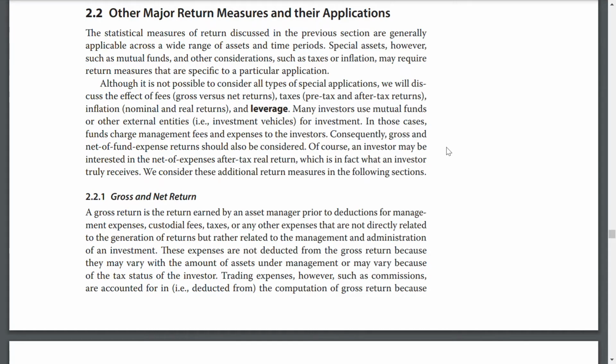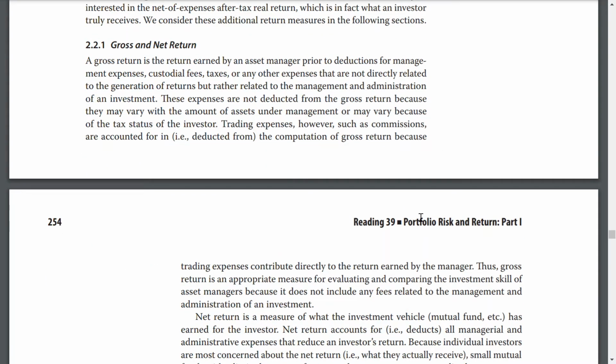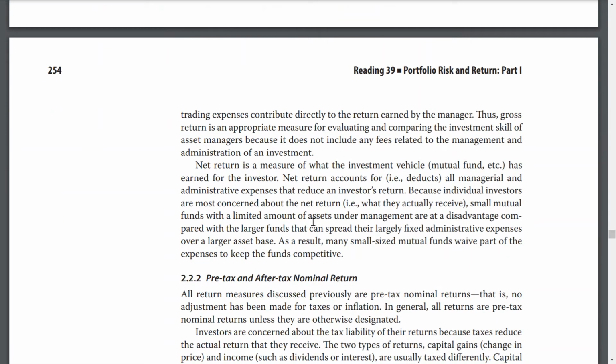Gross and net returns. A gross return is a return earned by an asset manager prior to deductions of management expenses, custodial fees, taxes, and other expenses that do not directly relate to the generation of returns, but rather relate to the management and administration of an investment. These expenses are not deducted from the gross return because they may vary with the amount of assets under management, or may vary because of the tax status of the investor. Trading expenses, however, such as commissions, are accounted for, i.e. deducted from the computation of gross returns, because trading expenses contribute directly to the returns earned by the manager.